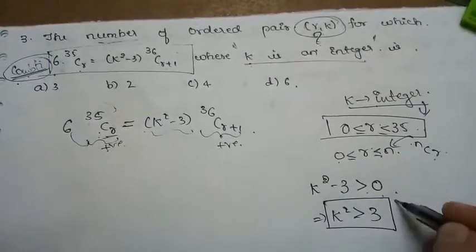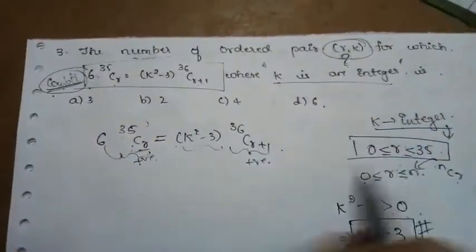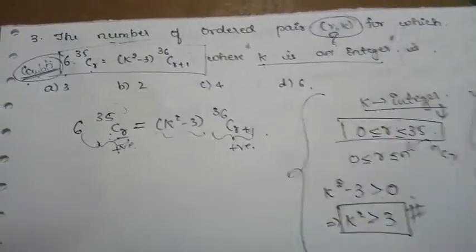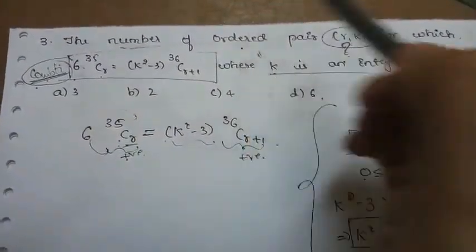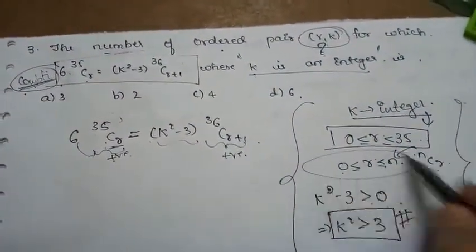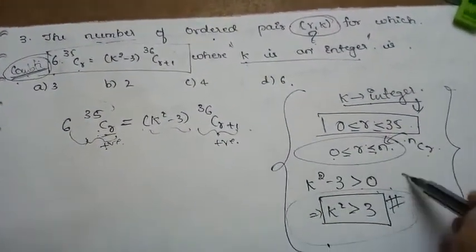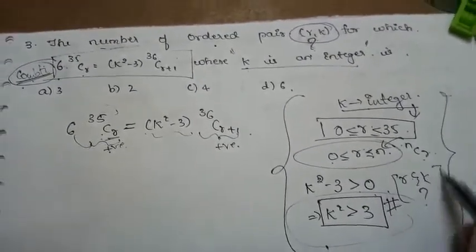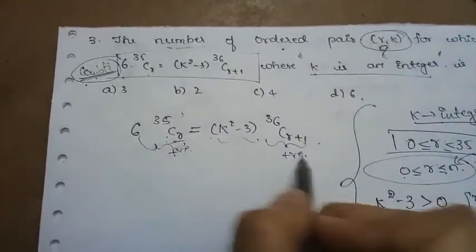Remember this thing aside, because while solving you must know all these things. While taking the values here, they have asked how many ordered pairs. So to check how many ordered pairs, what and all values are possible for r and k, this should be known to you. Now let us deal with these things.